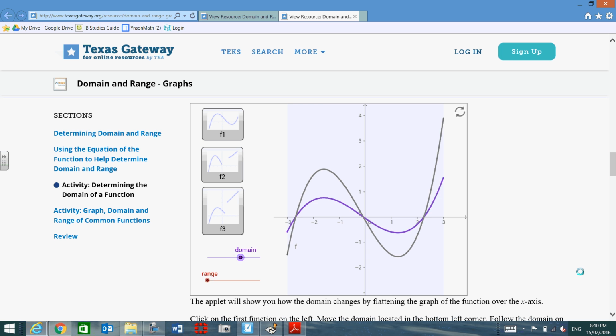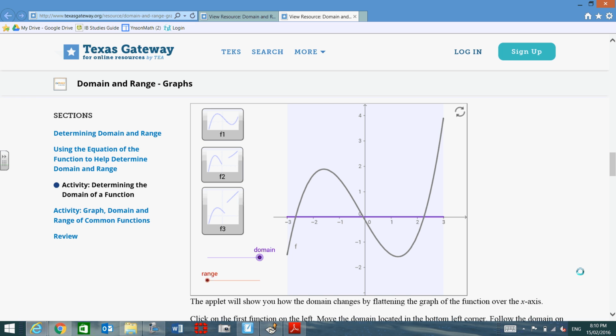And when we're just looking at it as a curve, we might not necessarily see that. But if you think about flattening it out for the domain along the x-axis, we can see exactly where our x values are actually being represented. So from -3 to +3. So let's go ahead and flatten that out.